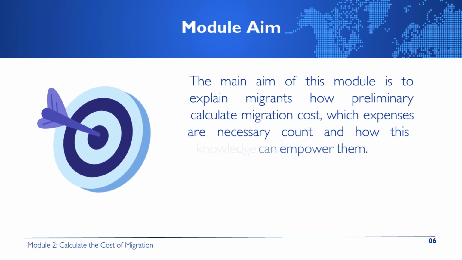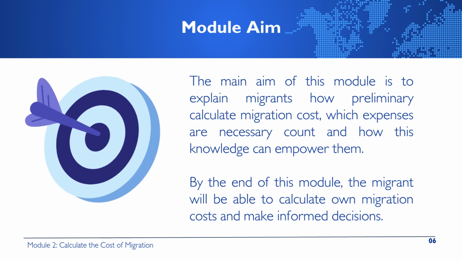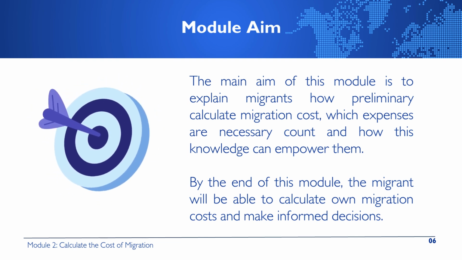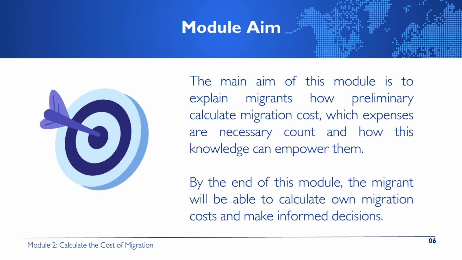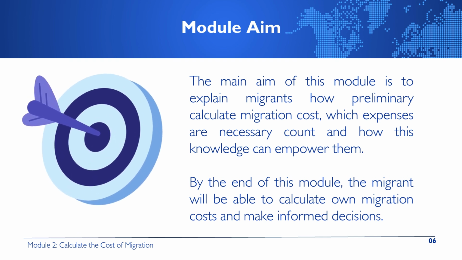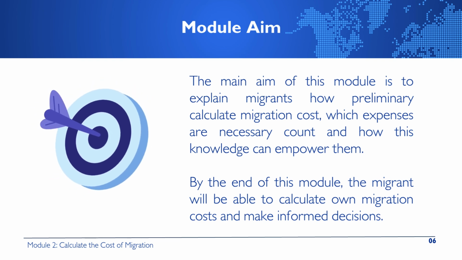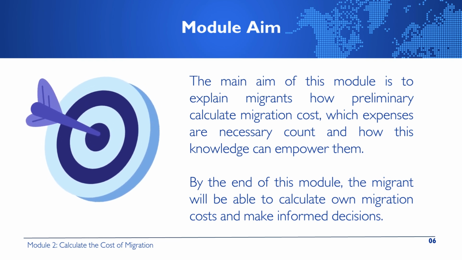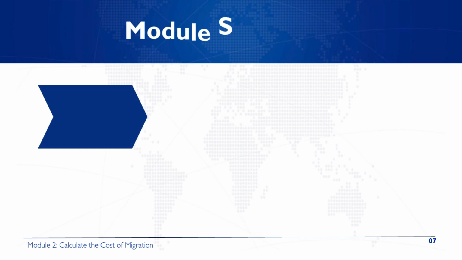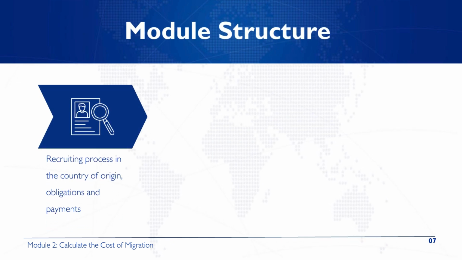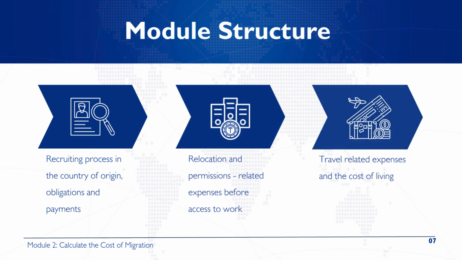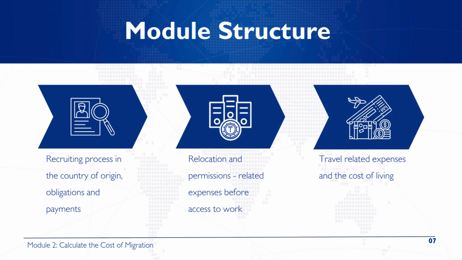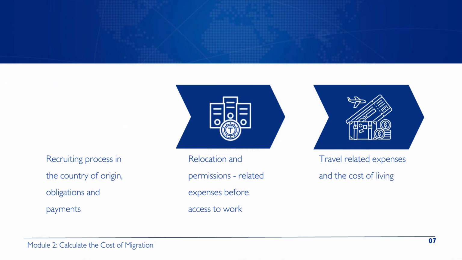The aim of this module is to explain how to preliminarily calculate migration costs, which expenses are necessary to count, and how this knowledge can empower you. By the end of this module, you will be able to calculate your own migration costs and make informed decisions. We will talk about the recruiting process in your country of origin, obligations and payments, relocation and permissions-related expenses before access to work, and travel-related expenses and the cost of living.